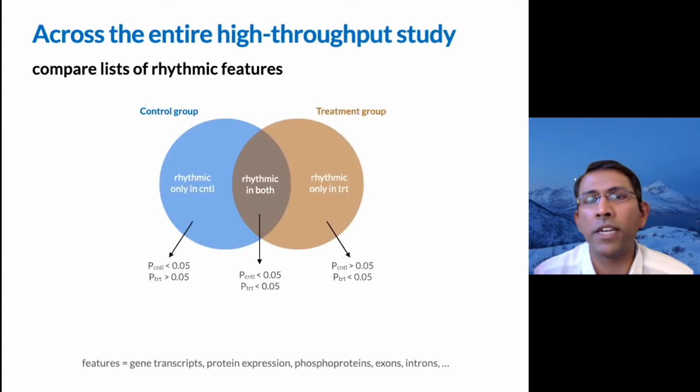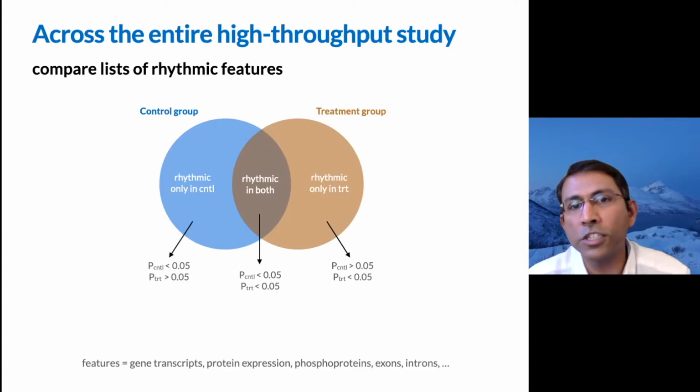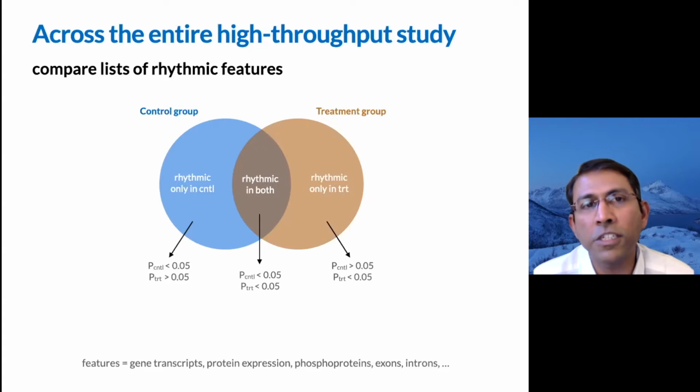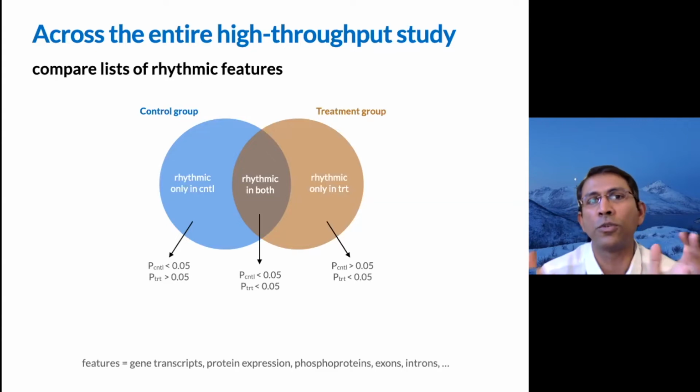Now when we go to an entire high throughput study, one has a list of features: features that were rhythmic under the control condition and those that were rhythmic under the treatment condition. Then one can use a Venn diagram or a set theoretic approach to ask what is rhythmic in both conditions, what is rhythmic only in the control or only in the treatment condition. Just to clarify, by features here, I mean any species that I assay using my high throughput approach. It could be genes, transcripts, proteins, and so on.